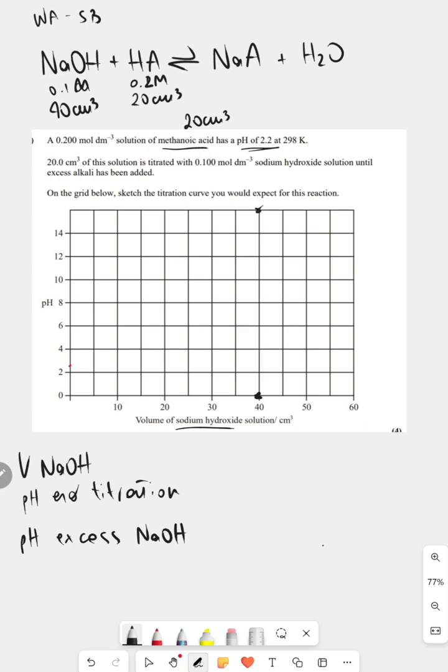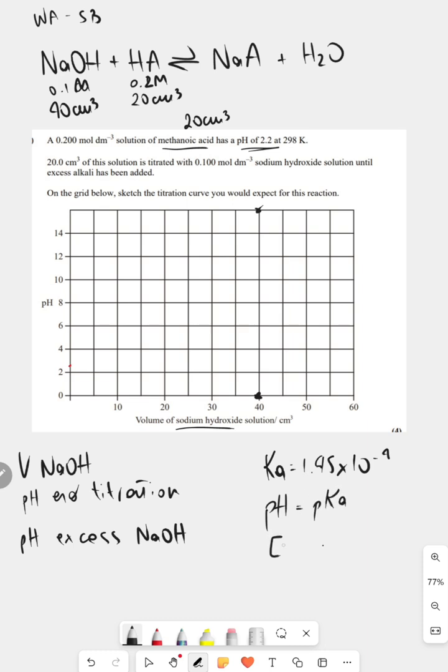Now, there is one important piece of information that we don't have in this case, but if we have it, it could be very useful to plot this perfectly, which is the Ka. Let's say the Ka of this is 1.45 times 10 to the minus 4. This would tell us something very, very important for an acid and base titration, because the pH at half neutralization point is equal to the pKa.